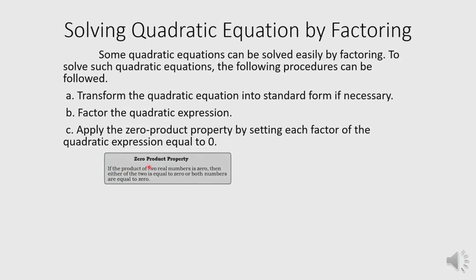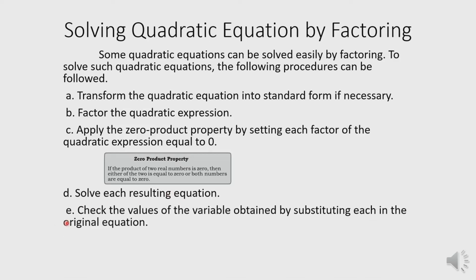This is our zero product property: if the product of two real numbers is 0, then either of the two is equal to 0 or both numbers are equal to 0. D. Solve each resulting equation. And letter E. Check the values of the variable obtained by substituting each in the original equation.